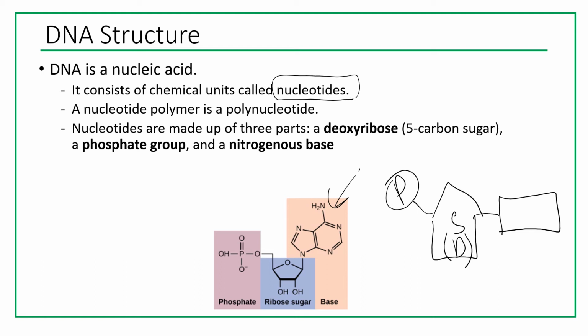And DNA has 4 different nucleotides. So it can be adenine, then we put A over here. Or it can be thymine, and I put T over here. Or it can be cytosine, I put C over here. Or it can be guanine. So DNA is made of nucleotides, and nucleotides are made of deoxyribose, that's a sugar, a phosphate group, and a nitrogenous base.